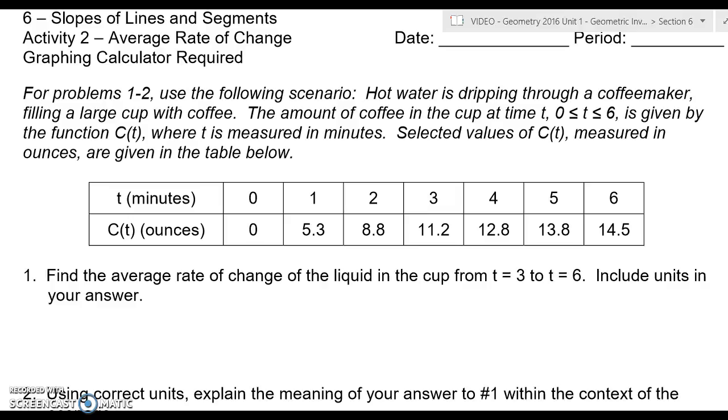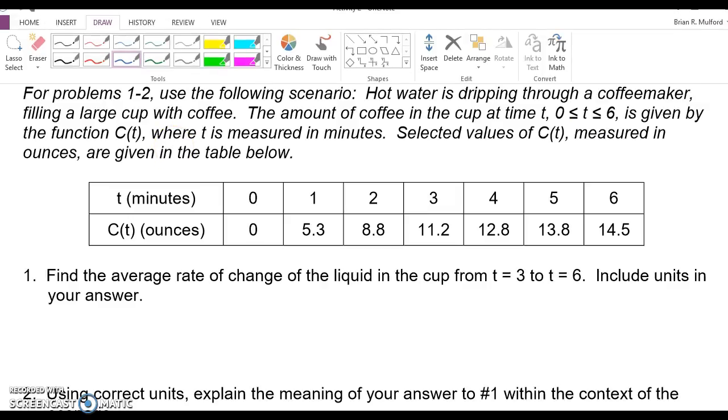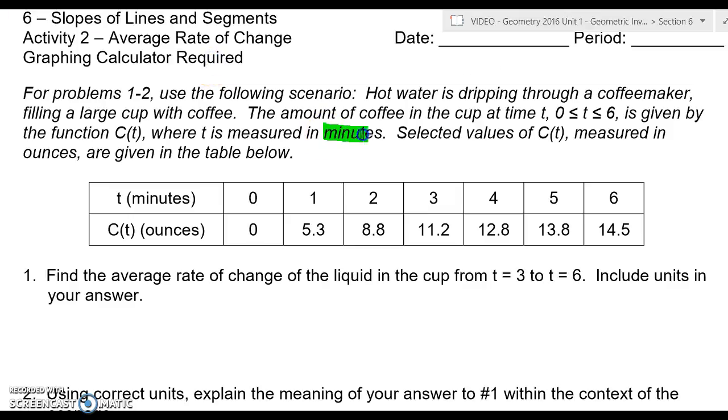So use the following scenario. Hot water is dripping through a coffee maker, filling a large cup with coffee. The amount of coffee in the cup at time t, from 0 to 6, is given by the function c of t, where t is measured in minutes. That's going to be huge here. If I see anything about units, I want to highlight that or make some kind of indication, because I know that's going to be there. Selected values of c of t, measured in ounces, so there's another unit, are given in the table below. So we have a lot of different values here.